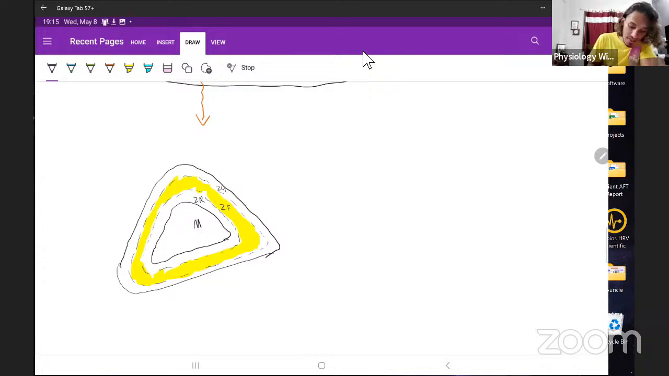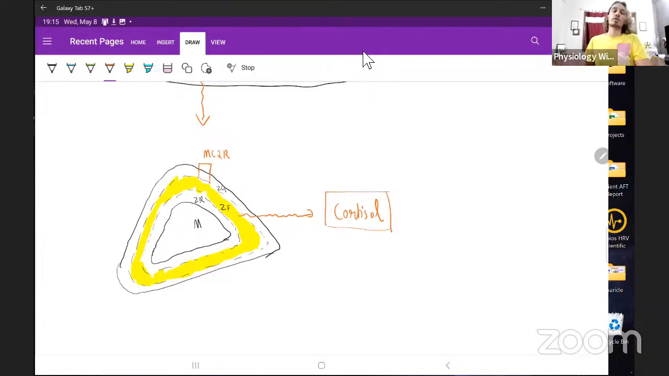Okay, now once ACTH acts, ACTH goes and combines with a melanocortin 2 receptor. So this goes and acts on melanocortin 2 receptors, which results in formation of cortisol. So cortisol is a major glucocorticoid in our body.